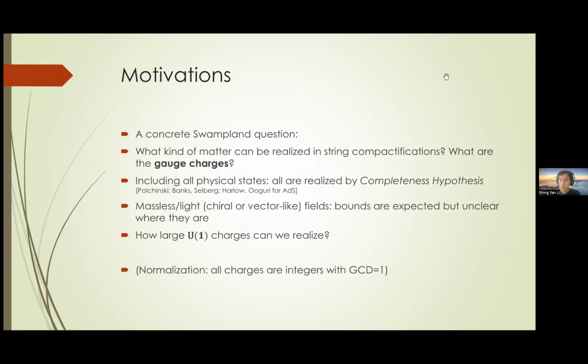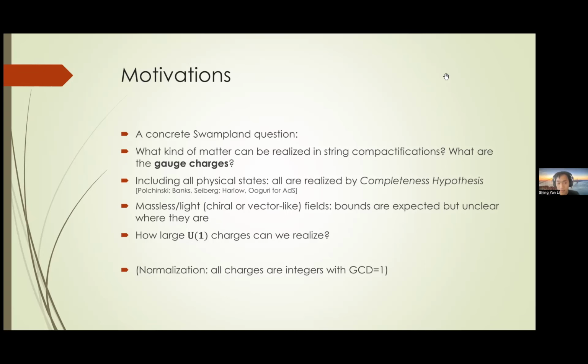The motivation is a long-standing Swampland question. We all know that string theory imposes many tight constraints on what kind of theory we can have in low energy. A very concrete Swampland question is the following: what kind of matter can be realized in string compactifications? Or to be more precise, given a gauge theory in the low energy, what will be the gauge charges of the matter that can be realized in string compactifications? This is, of course, a very long-standing problem.